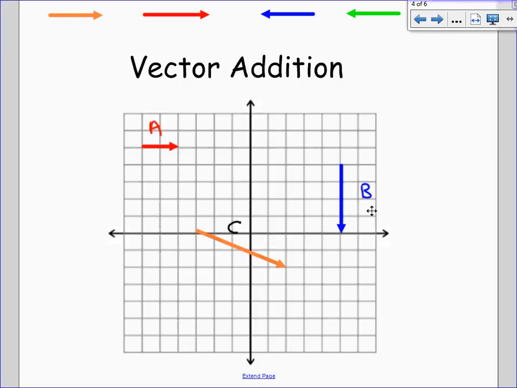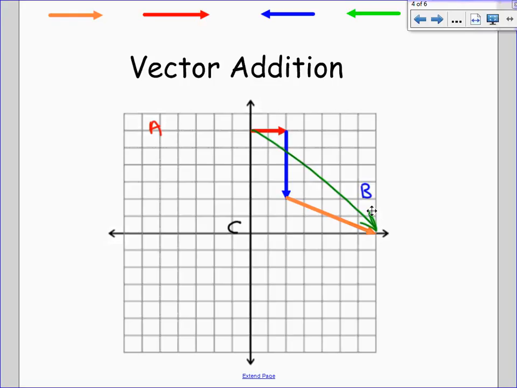All right. If we wanted to add those together, we're going to do that tip to tail. So A is going to come over here. I'm going to line up B tip to tail, and then I'm going to line up C right there. Now, the rule with vector addition is you need to add your resultant in, starting where you started and ending where you finished. So in this case, it would be just like this.